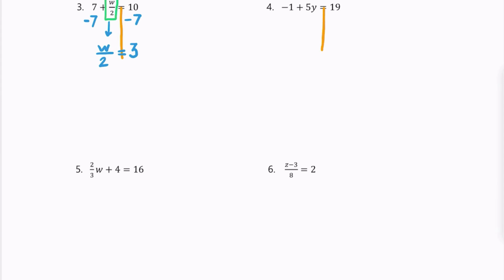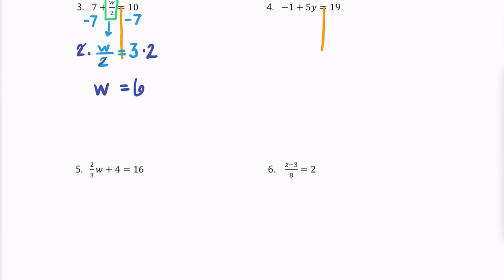Now I need to get that w by itself. That has w divided by 2, so the opposite of division is multiplication. I'm going to multiply both sides by 2. If I multiply the left-hand side, to keep it balanced, I have to also multiply the right-hand side. Now these 2's cross out, just leaving me with w on the left, and on the right, I'm going to do 3 times 2, which will leave me with 6. So w equals 6 in number 3. If you wanted to, you could plug that in for w to make sure that the left-hand side and right-hand side are balanced.